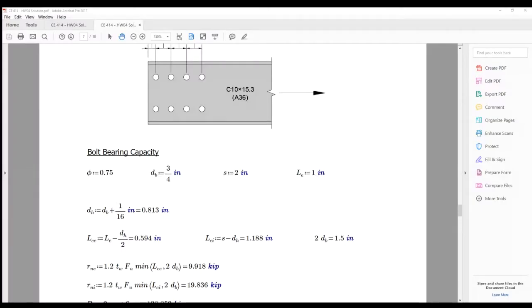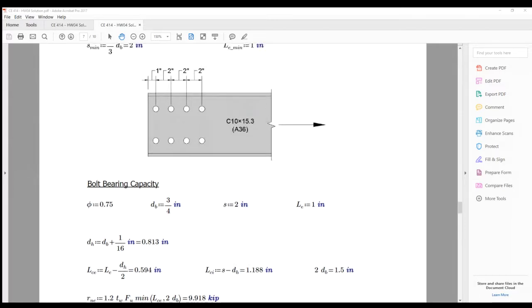I recorded the concrete one and then I forgot to hit record on the steel design one. I apologize. Whoops. We all got to get used to this.